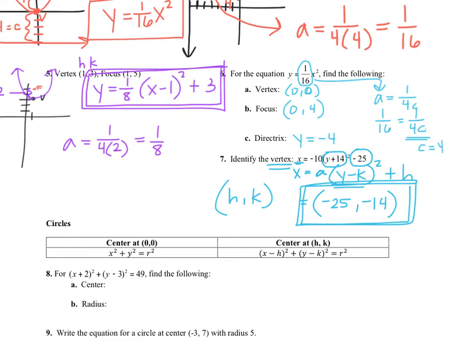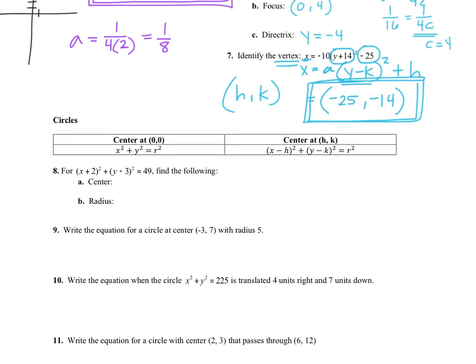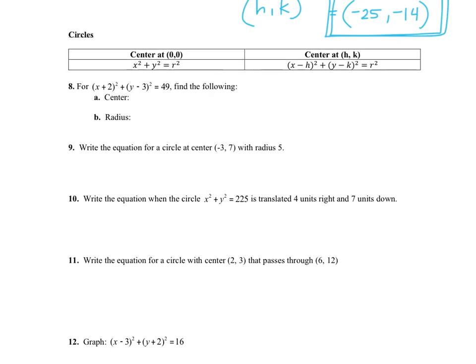Okay. On to circles. And these ones tend to be the easiest. Partially because you did it last year. Partially just because they are simpler than parabolas. So here are your two formulas. Remember these. If the center is at 0, 0, it looks like that. If the center is at h, k, it looks like this. Okay, so we are going to set this up.